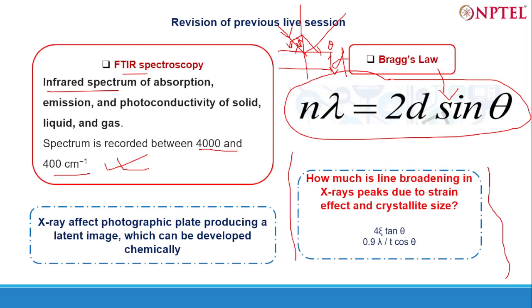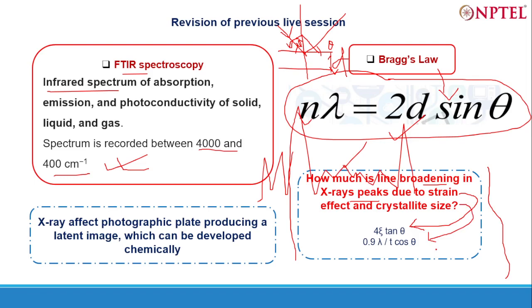How much is the line broadening in X-ray peaks? Okay, you know the peaks. This is how the peaks are obtained, and these are peaks. So how much is the line broadening in the X-ray peak due to a strain effect and crystallite size? Okay. So remember, for strain effect, the line broadening is 4 epsilon tan theta, and from crystallite size, it's 0.9 lambda / (t cos theta).